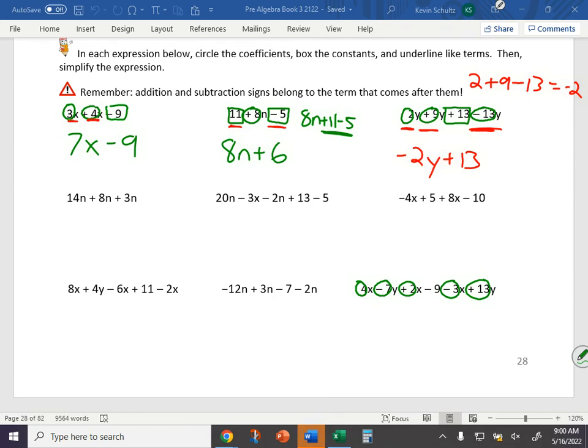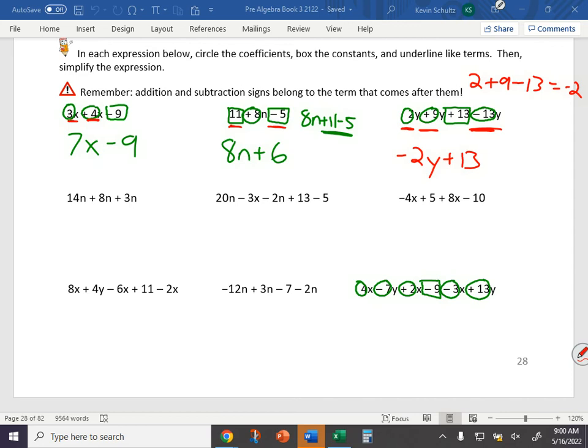All right? A coefficient tells us how many of a variable we have. So it's got to have a variable with it. We are boxing negative 9 because that is our lone constant. And now when we underline like terms, I'm going to have to use 2 different colors. Why is that? Okay? There's 2 different variables. So 2 different sets of like terms.